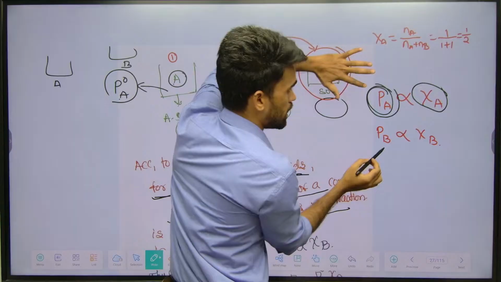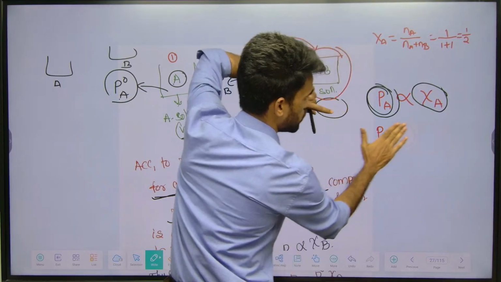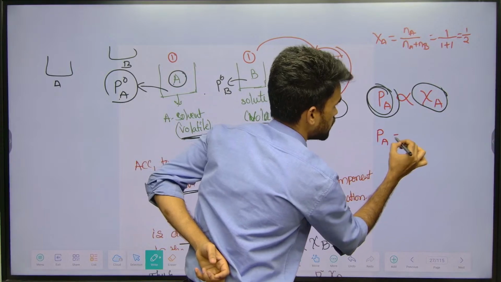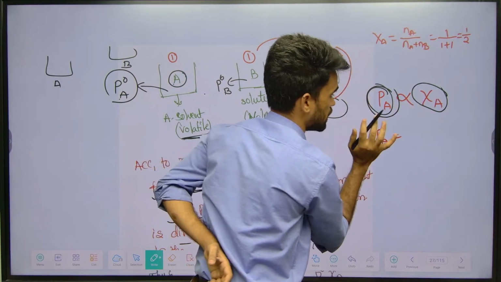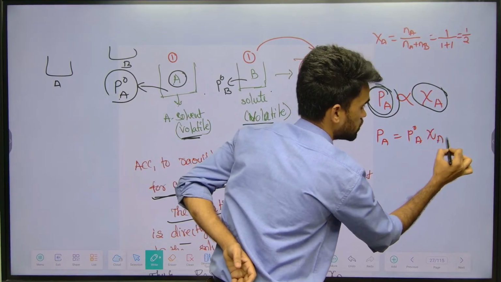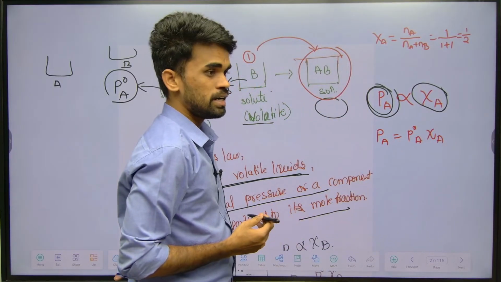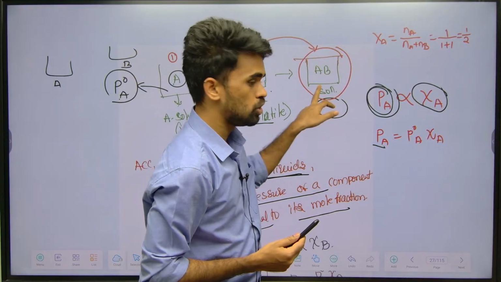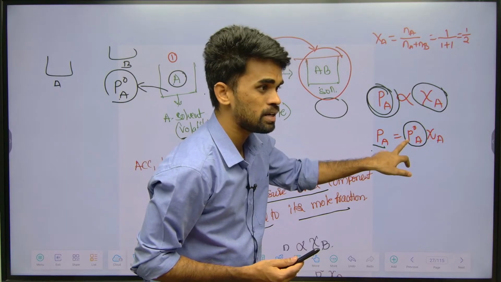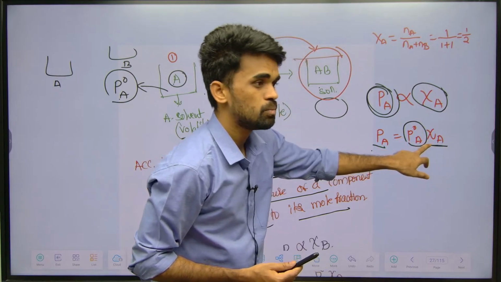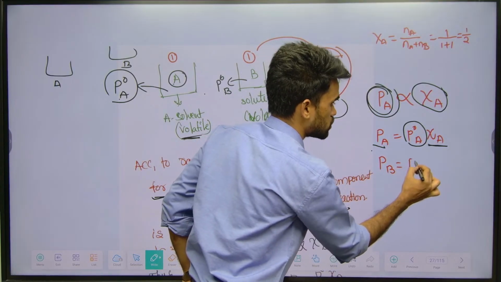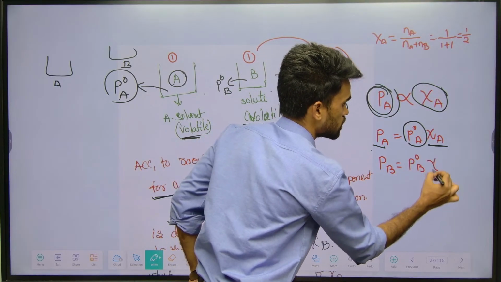So now you just see what I am doing here. PA is there now, so I am writing PA is equal to, I am removing this proportionality, just assume like that. So I am writing here P naught A chi A. What I did, vapor pressure of A in the solution will be equal to vapor pressure of that pure component multiplied with its mole fraction. Similarly, PB, tell me here, PB equals P naught B chi B.